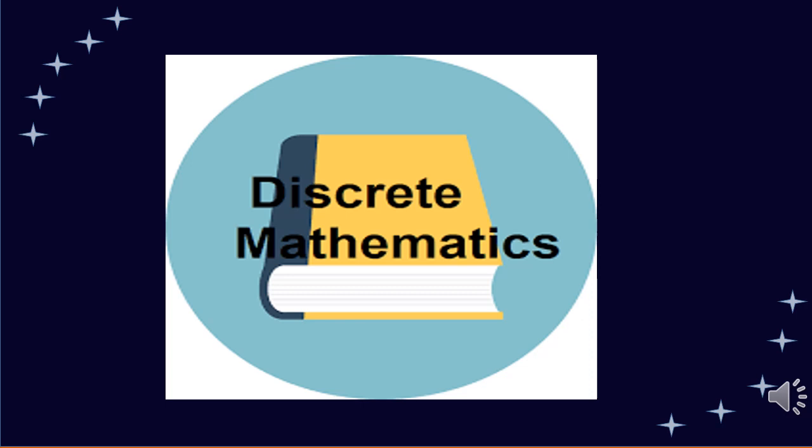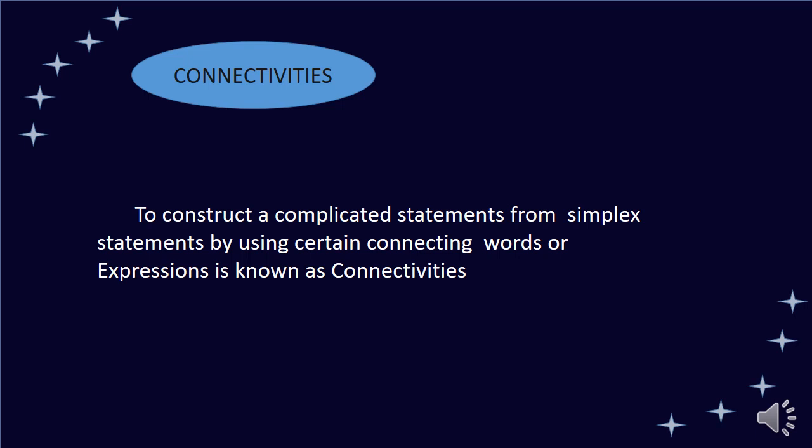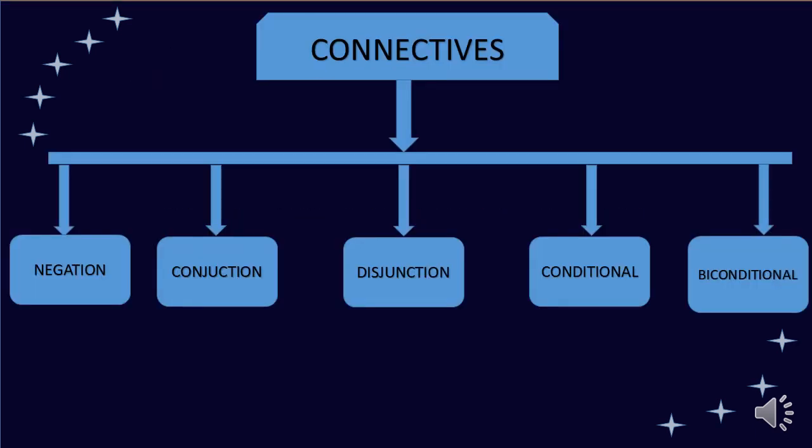Now we are going to see about discrete mathematics. Connectives: constructing a complicated statement from simple statements by using certain connecting words or expressions is known as connectives. Now we want to create a complicated statement from a simple statement using connecting words, which are known as connectives. Now we are going to see the types of connectives.